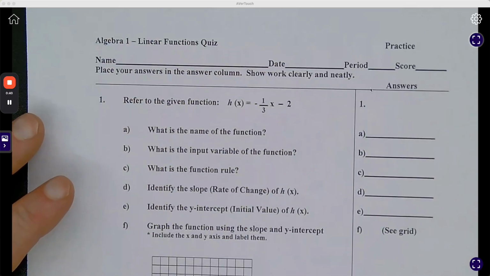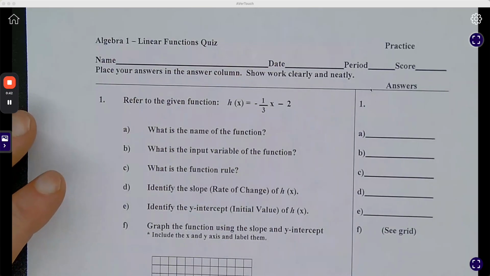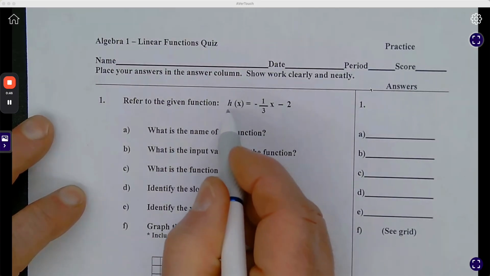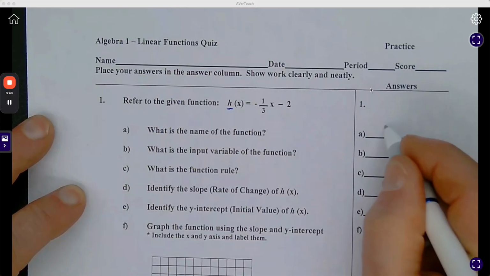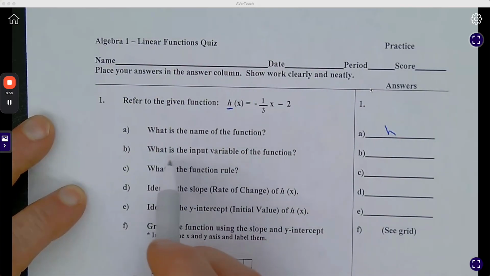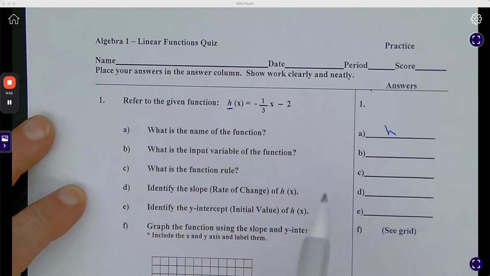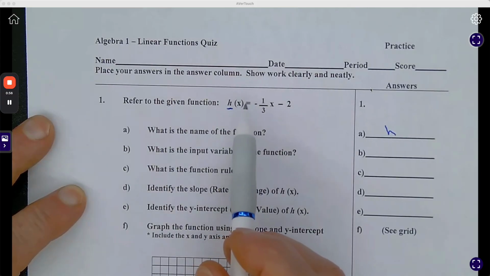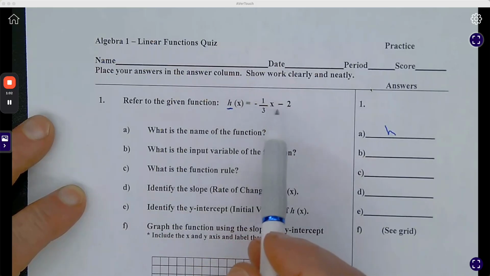Number 1, refer to the given function, h of x equals negative 1/3 x minus 2. All right, the name of the function, well, that's right there. That function name is h. What is the input variable? Well, you can identify the input variable two different ways. It's the h function with an input of x, right? That's how we state that, h of x or h with an input of x.